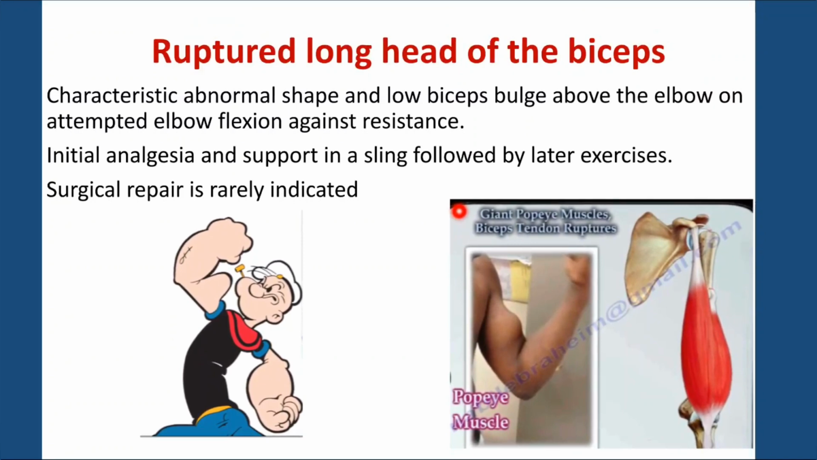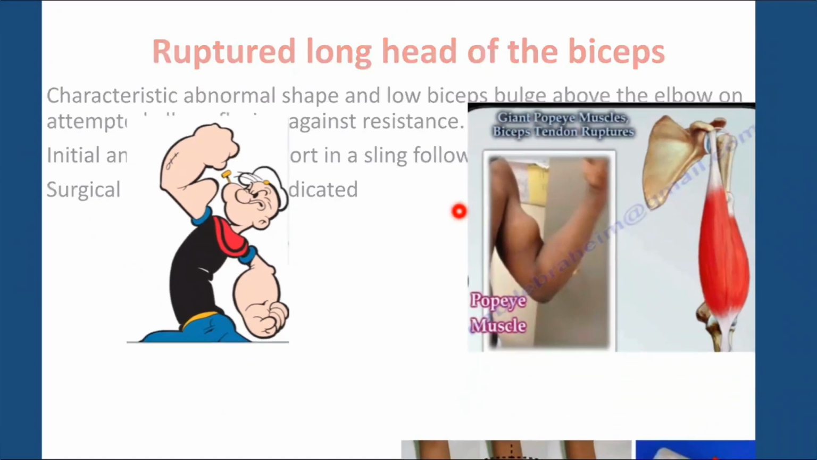In rupture of the long head of the biceps, the characteristic abnormal shape and low biceps bulge will appear above the elbow on attempted elbow flexion against resistance. Initially, give analgesia and an arm sling, and later send the patient for exercises. Surgical repair is rarely indicated.